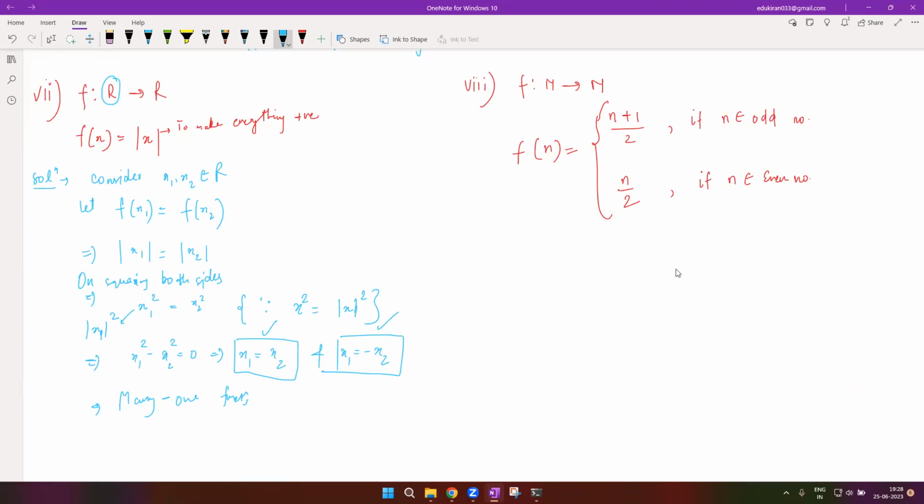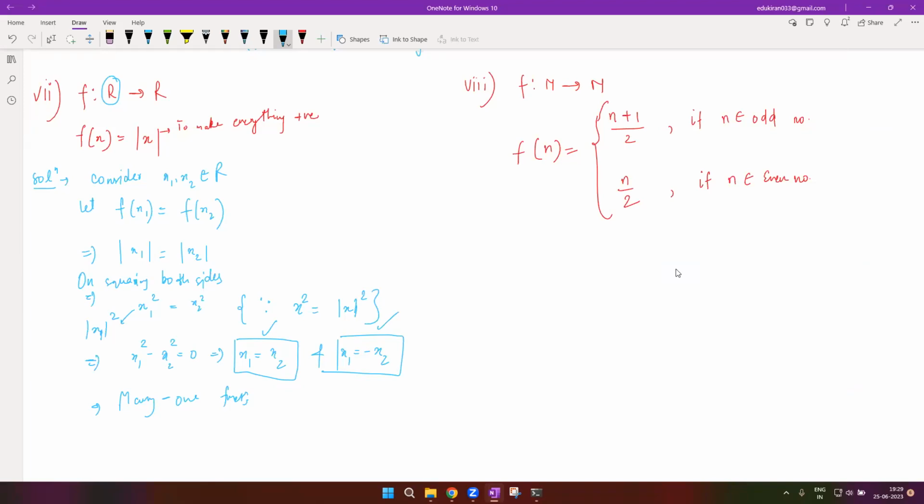In this case, you won't just take x1 and x2. Whatever x1 and x2 are, on the basis of that we will consider the value of fx1. So there will be 4 cases. Either x1 can be an odd number and x2 an even number. Similarly, x1 can be even and x2 odd. That is 2 cases. Third case, they both are odd. Fourth, they both are even.